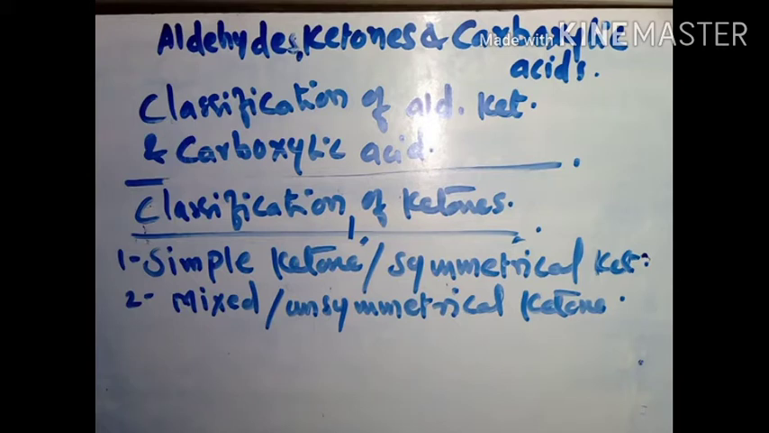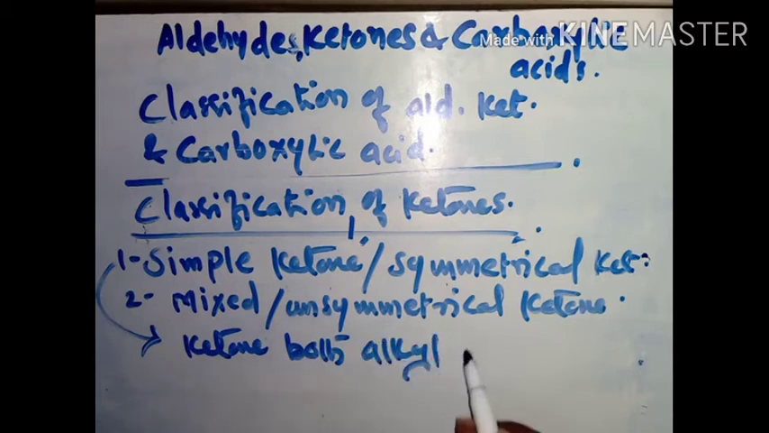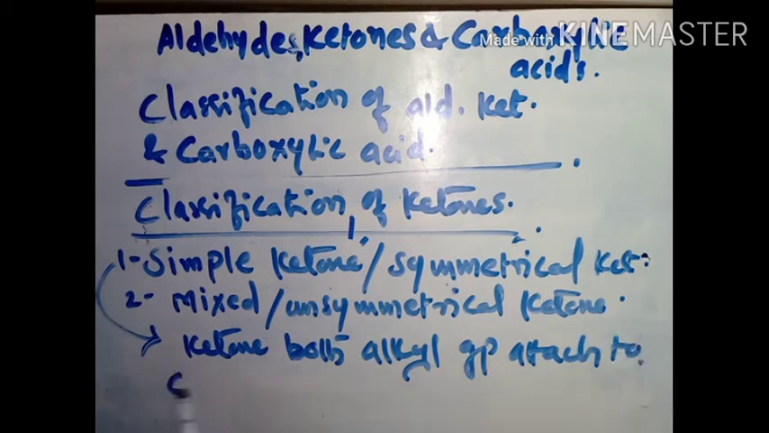Now, what is a simple or symmetrical ketone? The ketone in which both the alkyl groups bonded to the carbonyl carbon are identical or the same. What is the definition of a simple ketone? A ketone in which both the alkyl groups attached to C double bond O, that is the carbonyl group, are identical or the same. Such ketones are termed simple ketones or symmetrical ketones.